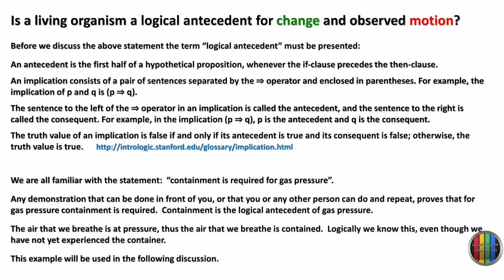The sentence to the left of the operator in an implication is called the antecedent, and the sentence to the right is called the consequent. For example, in the implication, P therefore Q, P is the antecedent and Q is the consequent. The truth value of an implication is false if and only if its antecedent is true and its consequent is false. Otherwise, the truth value is true.